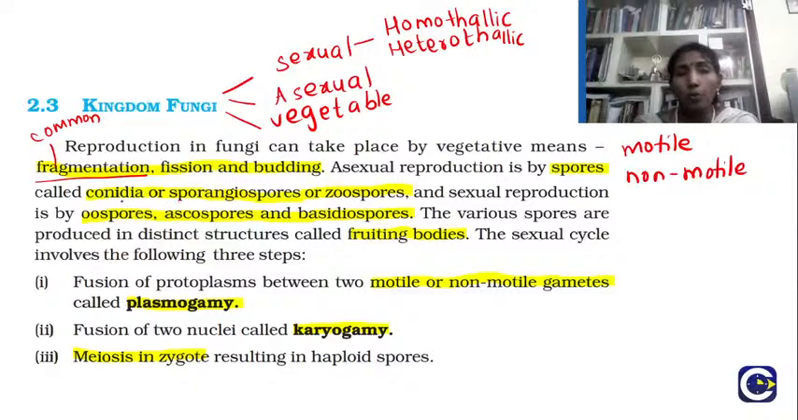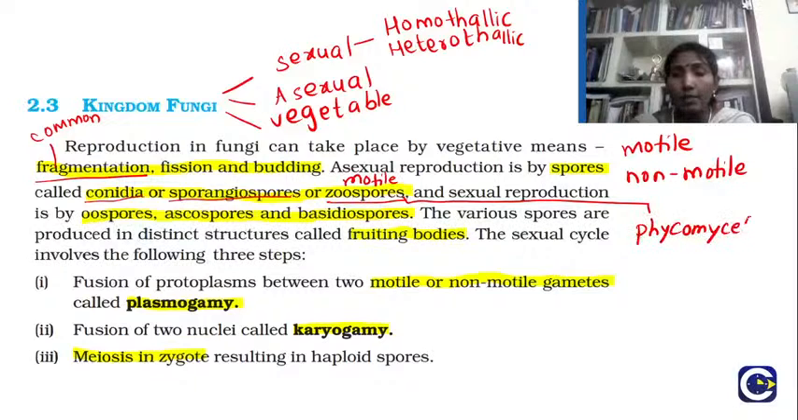Okay, so the spores are called conidia, sporangiospores or zoospores. Zoospores are motile spores. Mostly this type of zoospores we find in one particular class, what we call the Phycomycetes. This is very common through zoospores.